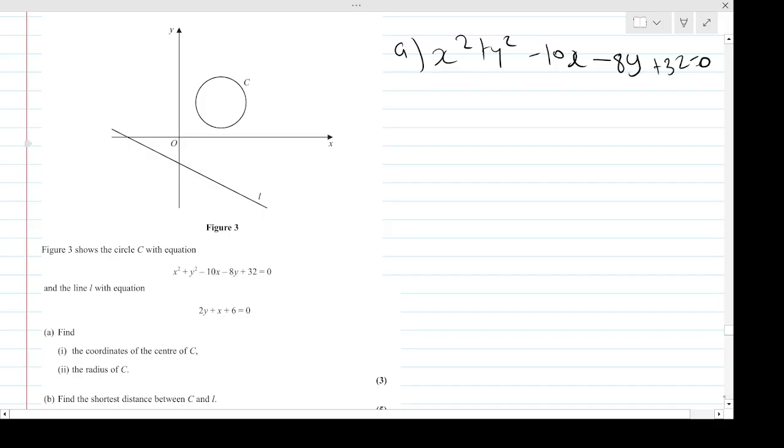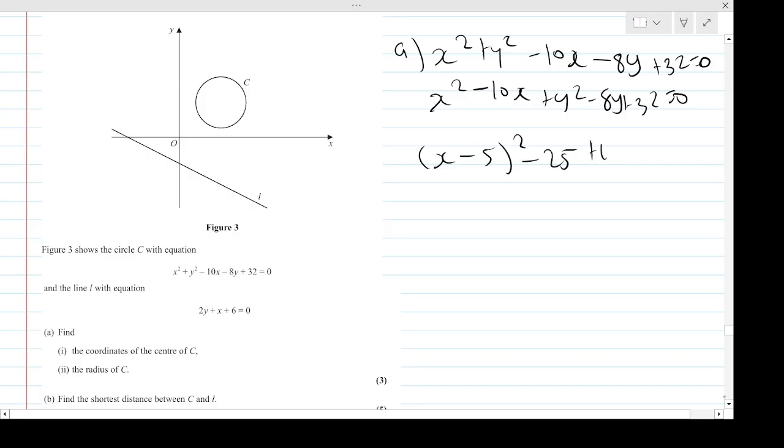Okay, so again, firstly, it's best to group the x terms together. So x squared minus 10x plus y squared minus 8y plus 32 equals 0, as then we'll be completing the square on the x and the y parts. So then for x, minus a half of minus 10 is minus 5, all squared. Take away 5 squared, 25, then add y, and then half of minus 8 is minus 4, squared. Minus 16 plus 32 equals 0.